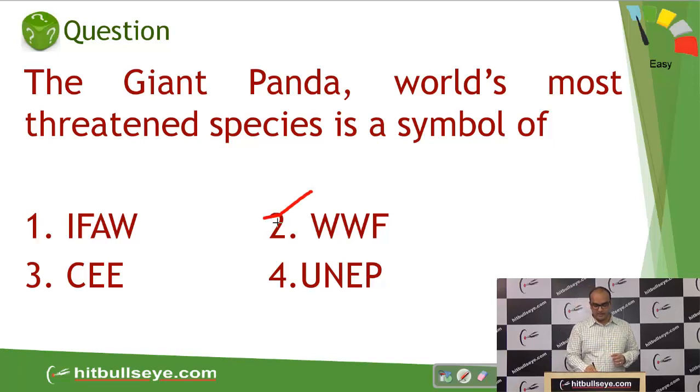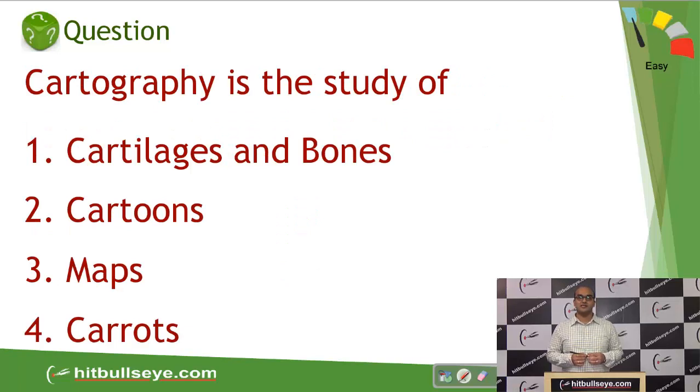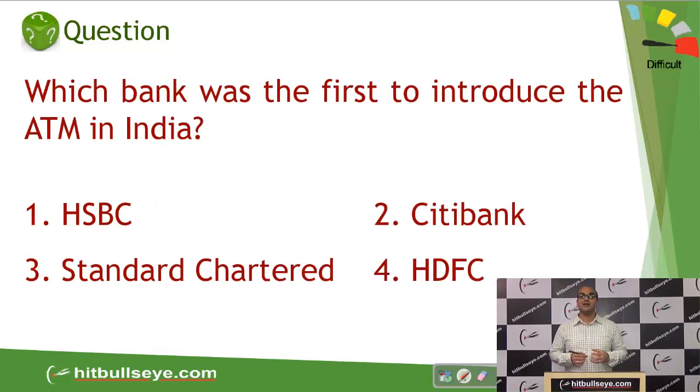And the answer is the World Wildlife Fund or WWF. The next easy level question is, cartography is the study of cartilages and bones, cartoons, maps and carrots. And of course the answer is maps. Now we'll take a look at certain difficult level questions as they have appeared in the previous exams.